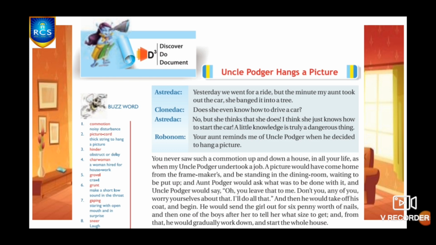A picture would have come from the frame makers and it would be standing in the dining room waiting to be put up. Aunt Podger asked Uncle Podger, "What would you do with this?" And he would say, "You leave that to me and don't any of you worry yourself about this. I will take care of it." Then he would take off his coat and begin his work. He would first send the girl for 6 pennyworth of nails, and then, following her, he would send another boy to tell her what size to get. And from that, he would gradually work down and start the whole house.